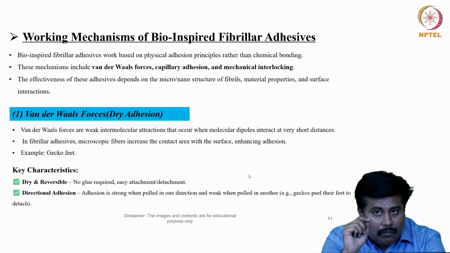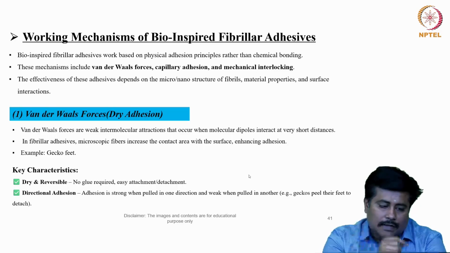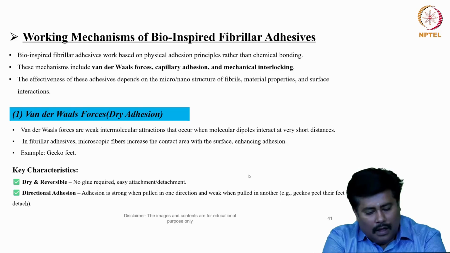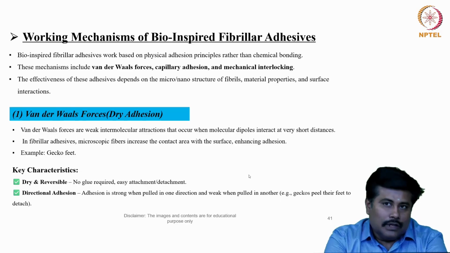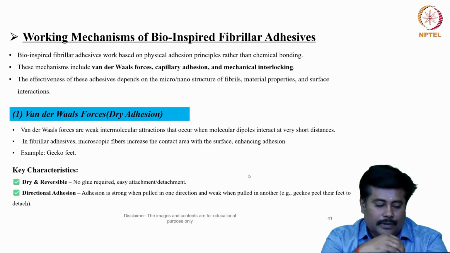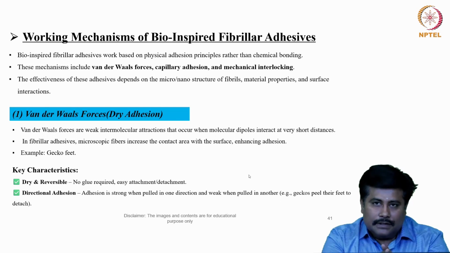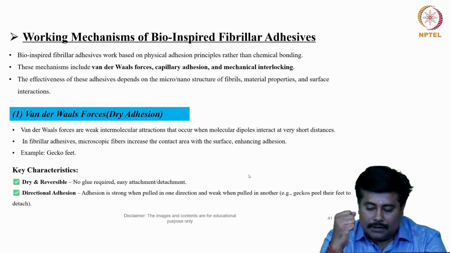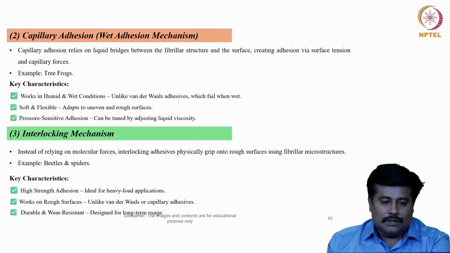If you remember, we had discussed a small structure where fibrillar structures are present. One good example is the gecko feet. We have discussed it in detail, and some of its key characteristics are that it is dry and reversible, so no glue is required, and it has easy attachment as well as easy detachment. With reference to directional adhesion, the adhesion is strong when pulled in one direction and weak when pulled in another direction, like the gecko peeling its feet to detach from the structure.